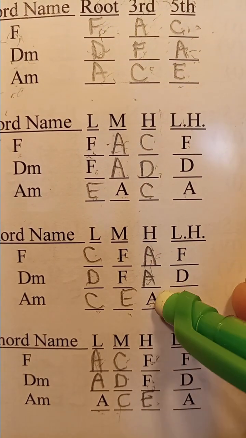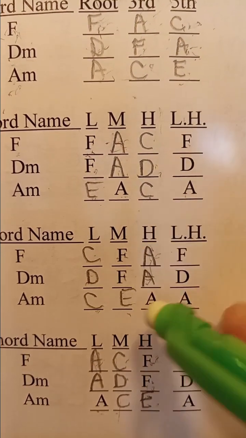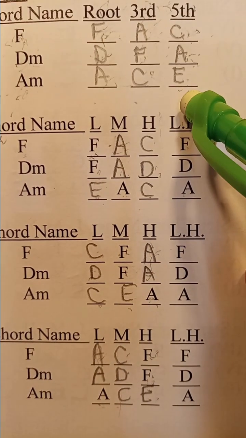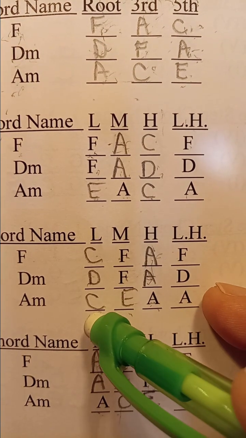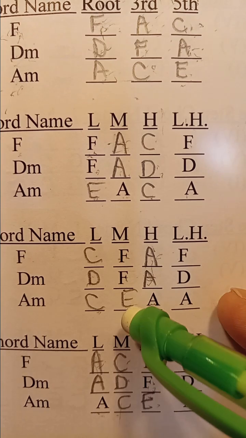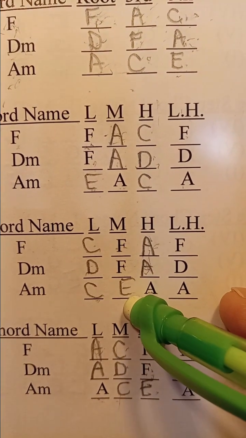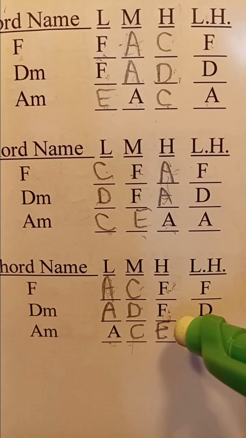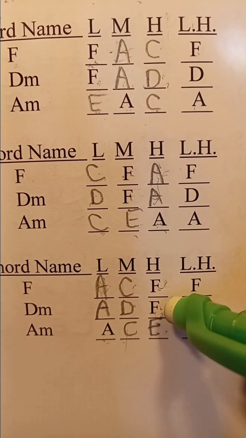And with A as the high note for the A minor chord, our remaining notes, C and E, will line up with the neighboring letters. So C will be placed next to D as the low note, and E will be placed next to F as the middle note. Our last group will have F this time as the high note.